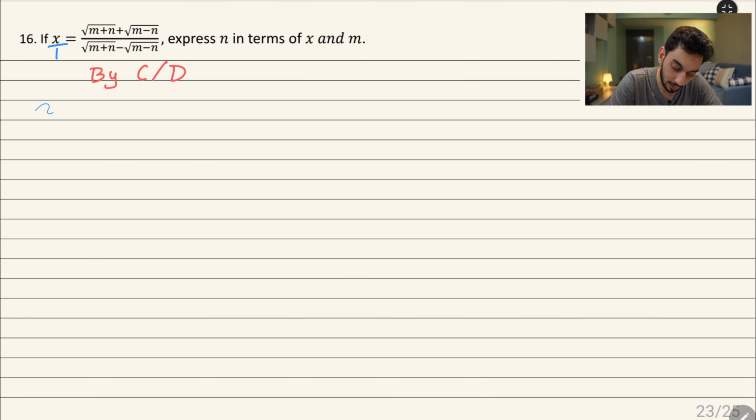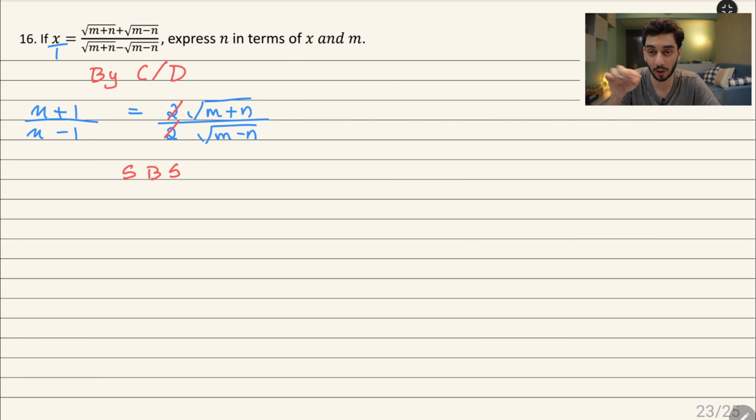Now it becomes (x plus 1) upon (x minus 1) is equal to, now if I add, I won't be doing all the steps now because we've done enough questions. So when I add these two things, the m minus n roots just go away, and I'll be left with 2 times root of m plus n. And when I subtract these two, the m plus n and m plus n just go away, and I'll be left with 2 times root of m minus n. The 2 and the 2 go away, and I'll square on both sides because I need to get rid of the square root from there. So it becomes (x plus 1) upon (x minus 1) the whole square is equal to, roots go away, (m plus n) upon (m minus n).